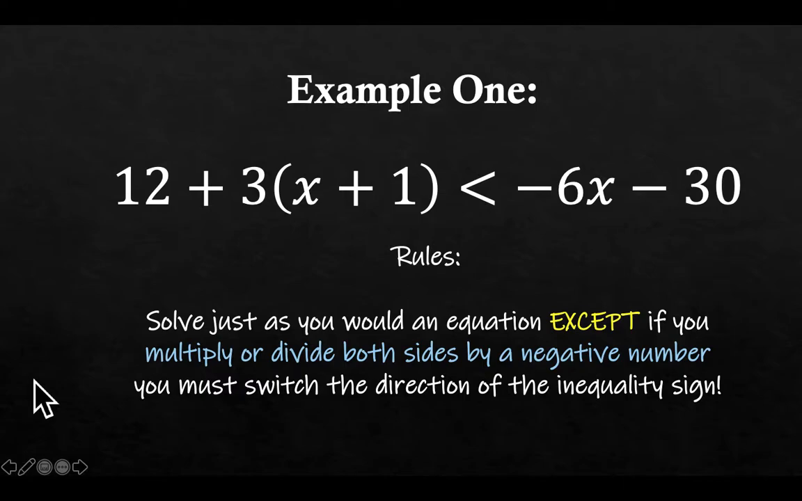Remember that the rule you need to follow as you solve inequalities is that you solve them just as you would any equation, except that if you multiply or divide both sides by a negative number, then you switch the direction of the inequality sign. So that's a key difference. Anytime you multiply or divide the equation by a negative number, you switch the direction of the inequality sign.